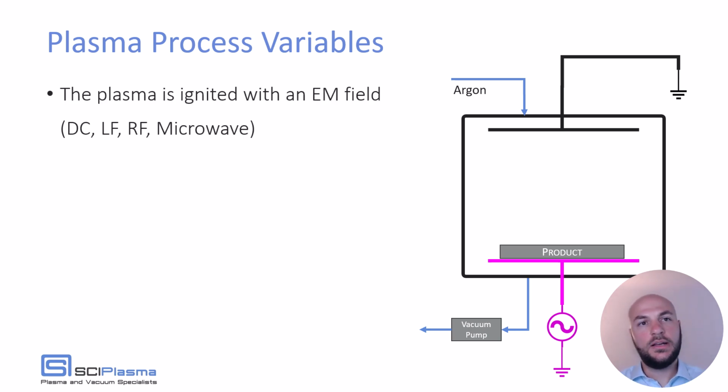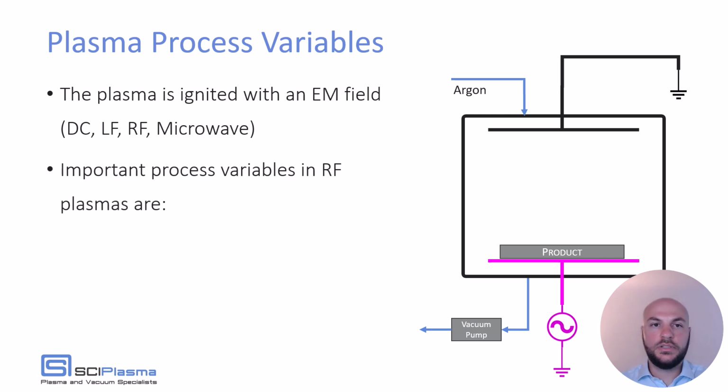So in general, the plasma can be ignited with an electromagnetic field. This can be a DC field, a low frequency, radio frequency, or microwave field. That doesn't really matter. The plasma will have different characteristics, but at the end, what we're trying to see here are the parameters that we can monitor. If we focus, for example, on the process variables of RF plasmas, which are the most common in the industry, we know that we can verify and measure the reflected power, which is the power that goes back to the generator from the chamber because there is an impedance mismatch.